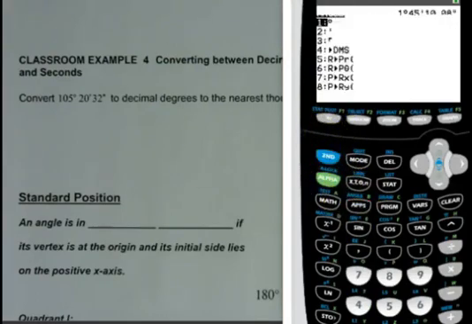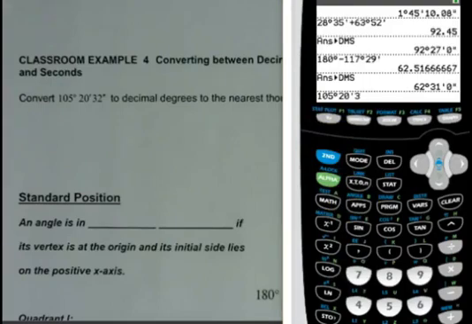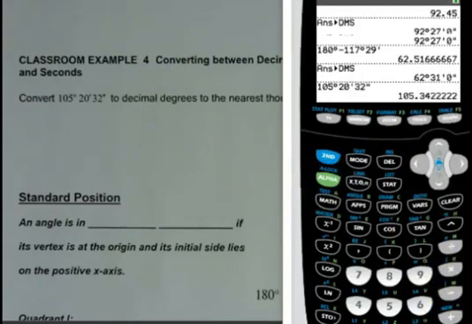Now one more example. To convert from the DMS notation to the decimal degrees, we just have to put it into the calculator in the DMS notation and then press enter. So I'm putting in the 105 degrees, 20 minutes, and then for the seconds, remember that's the one that's above your plus key, so I have to do alpha plus. That gives me seconds, and then I'm just going to press enter.